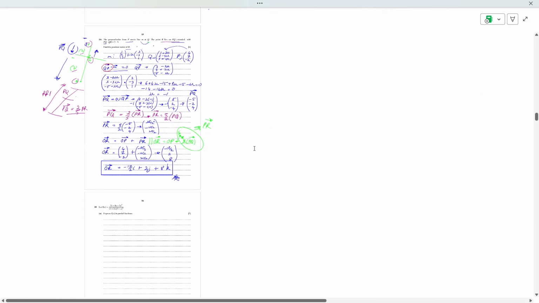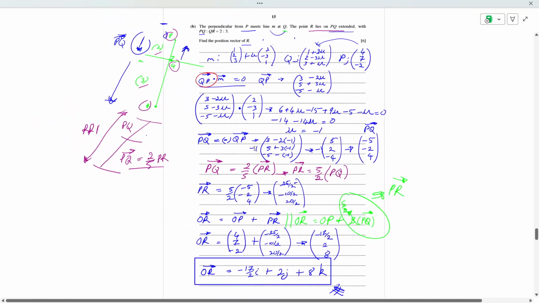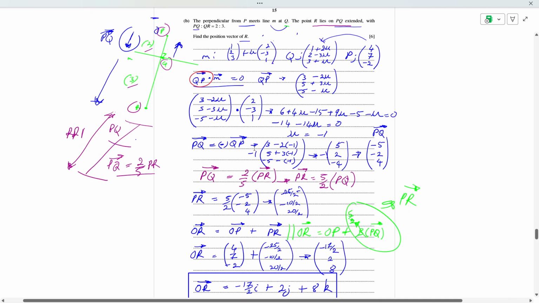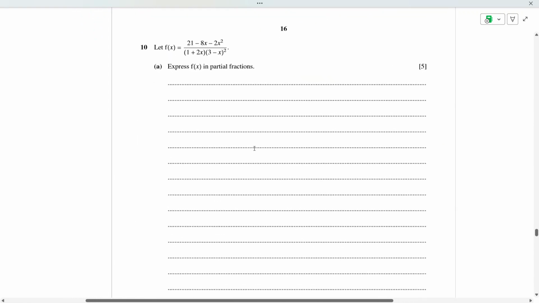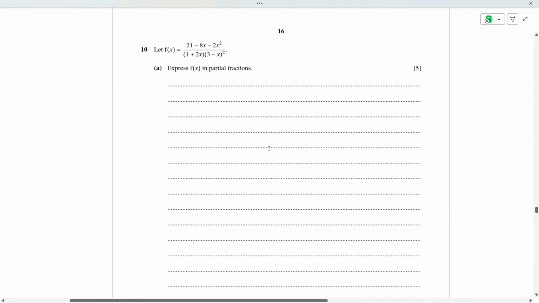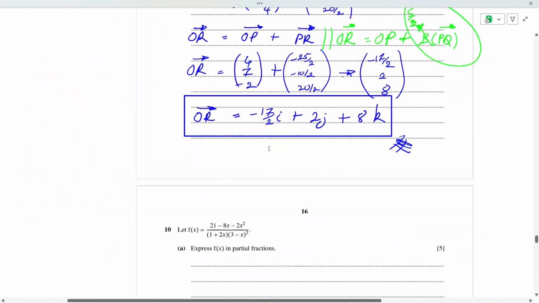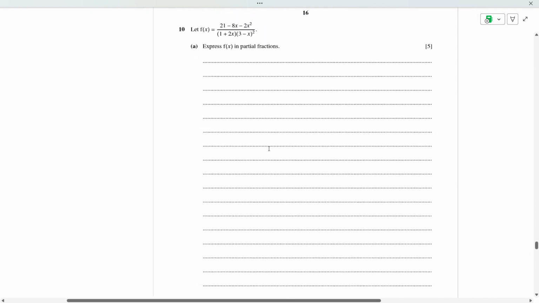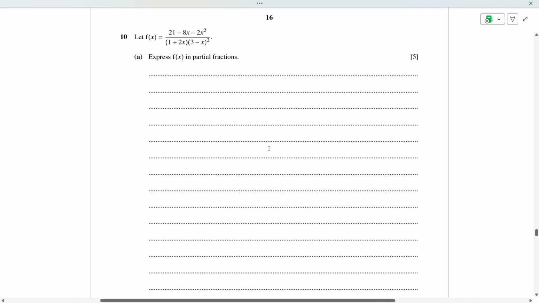If you want to take a screenshot, I'll zoom out for you. There you go. Take a screenshot right there. Okay. Question 10. Let f of x. By the way, if question 9b doesn't make sense, you can comment, and then I'll try to break it down for you even further.